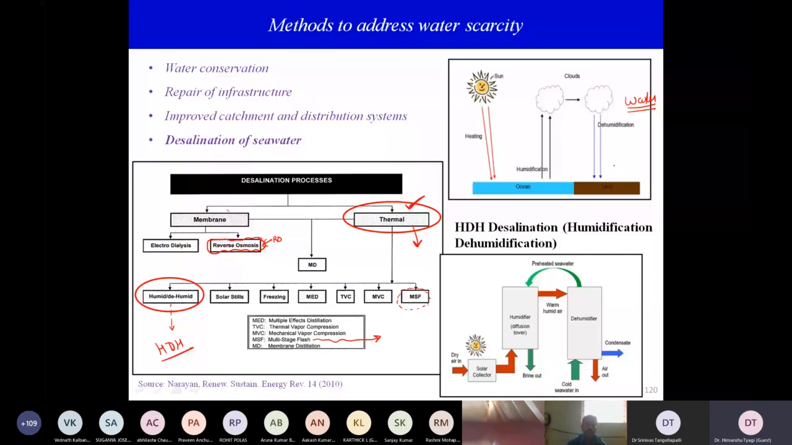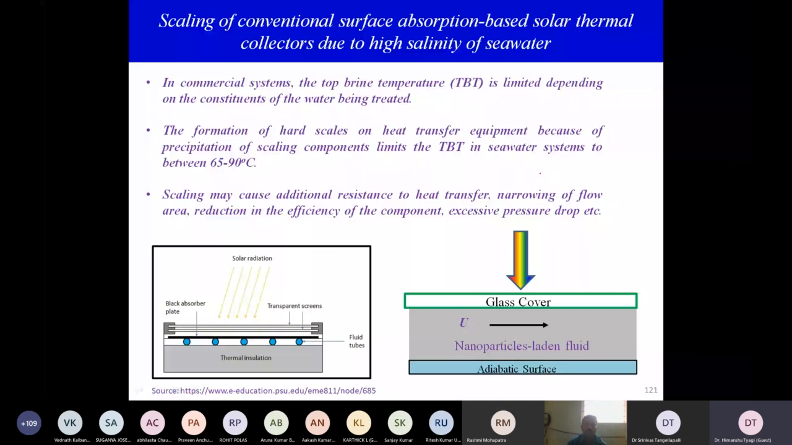Then that dry air again gets humidified, and this is a cycle taking place for millions and billions of years on our planet. So we wanted to miniaturize the same thing, and I'll go directly to the results because I'm running out of time.